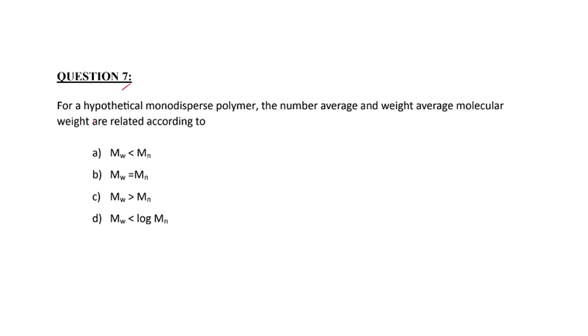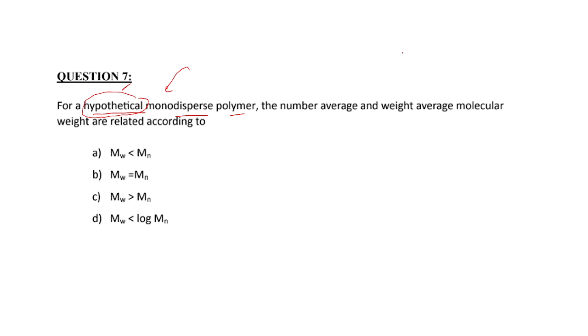Question number 7 is for a hypothetical monodisperse polymer. It is already written here. Hypothetical, because it is not possible to produce a monodisperse polymer. So what is a monodisperse polymer? It means that each and every chain of the polymer has the same degree of polymerization, which is not possible.